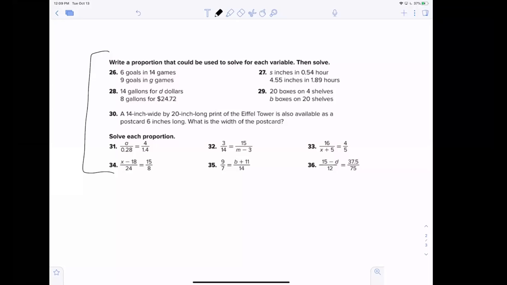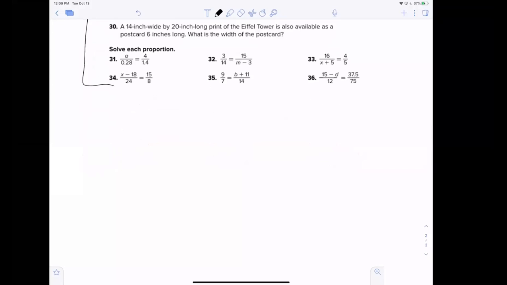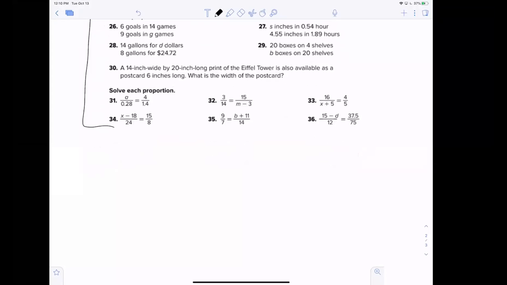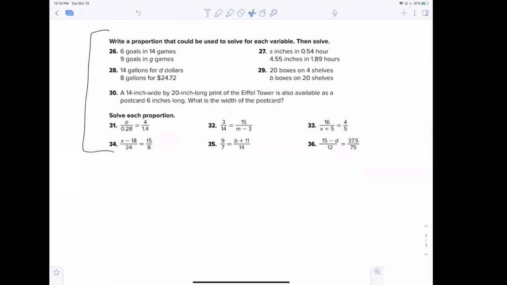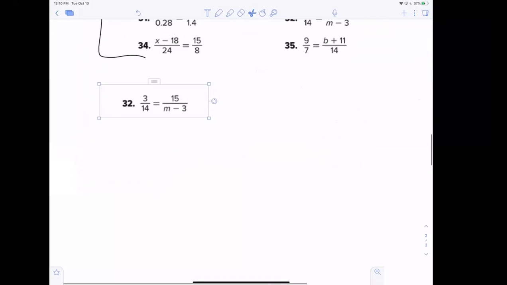Okay, so we're going to start with 26 through 30. I definitely think you can do those, but I'm going to show you how to do 32. I want everybody to start with number 32. This one looks complicated. These are the harder ones, so I'm going to show you how to do a couple of these.